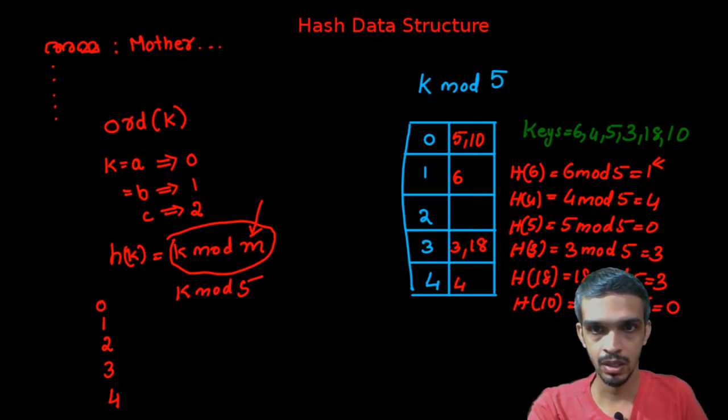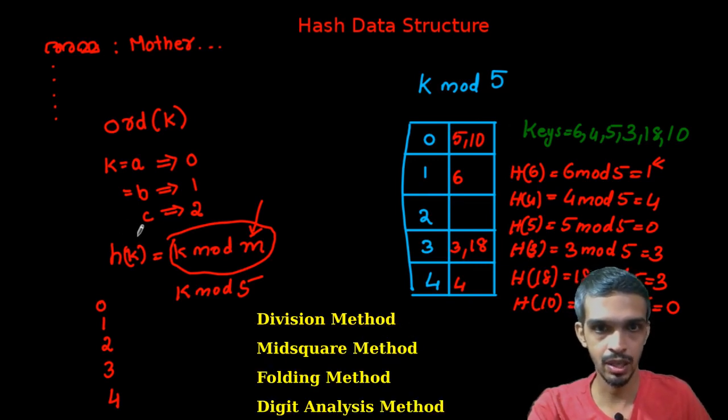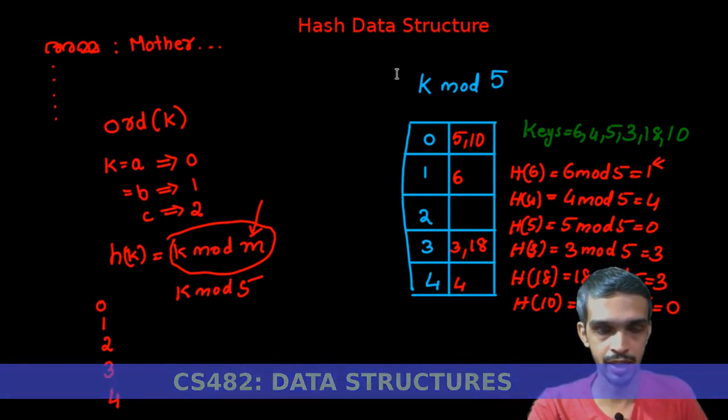So the hashing technique which we saw in this lecture, that is hash function modulo m, is known as the division method. Likewise, we have the mid square method, folding method and digit analysis method. So the only difference is the function will be different.